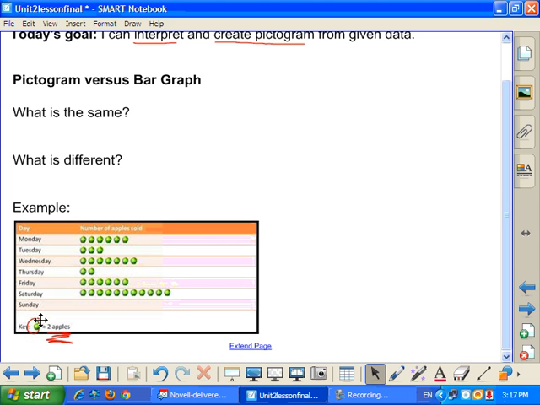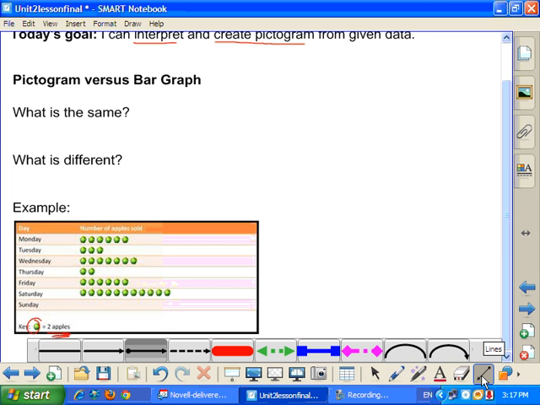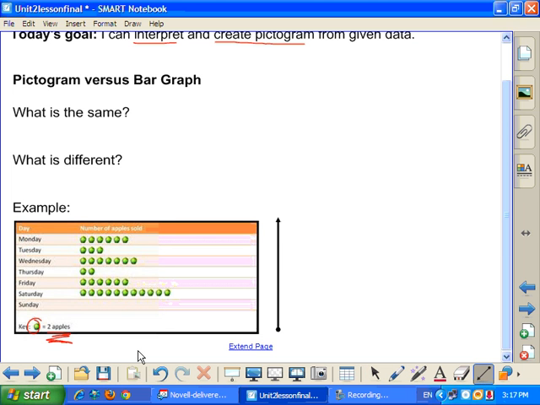So what would this look like if I draw it as a bar graph? It's going to look like this. We're going to have days across the bottom. We'll start on a Monday, Tuesday, Wednesday, Thursday, Friday, Saturday, and Sunday. And again, up here, we would have frequency.